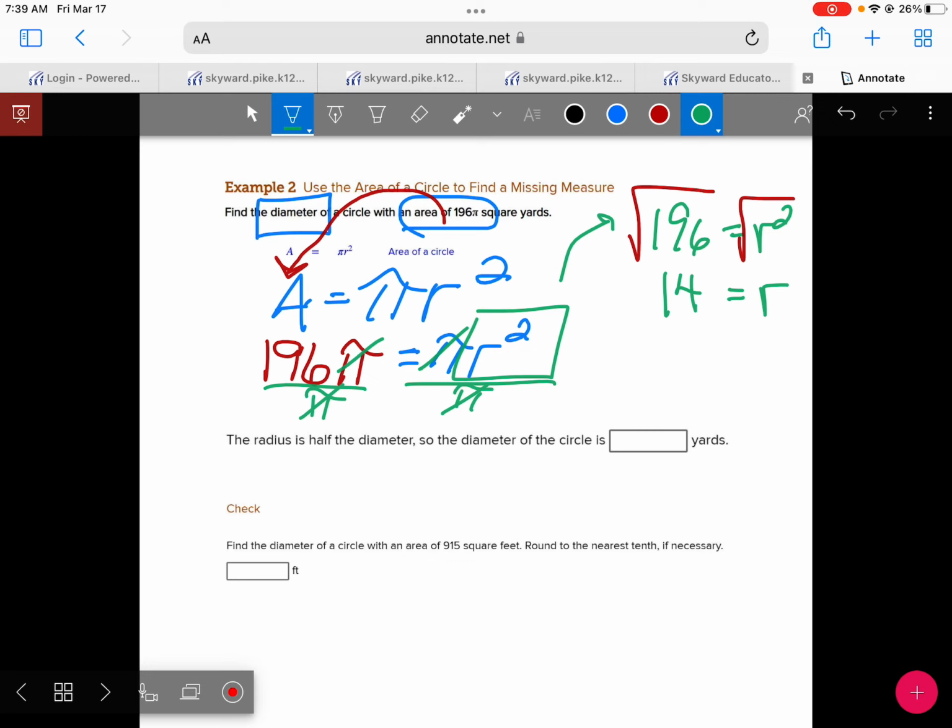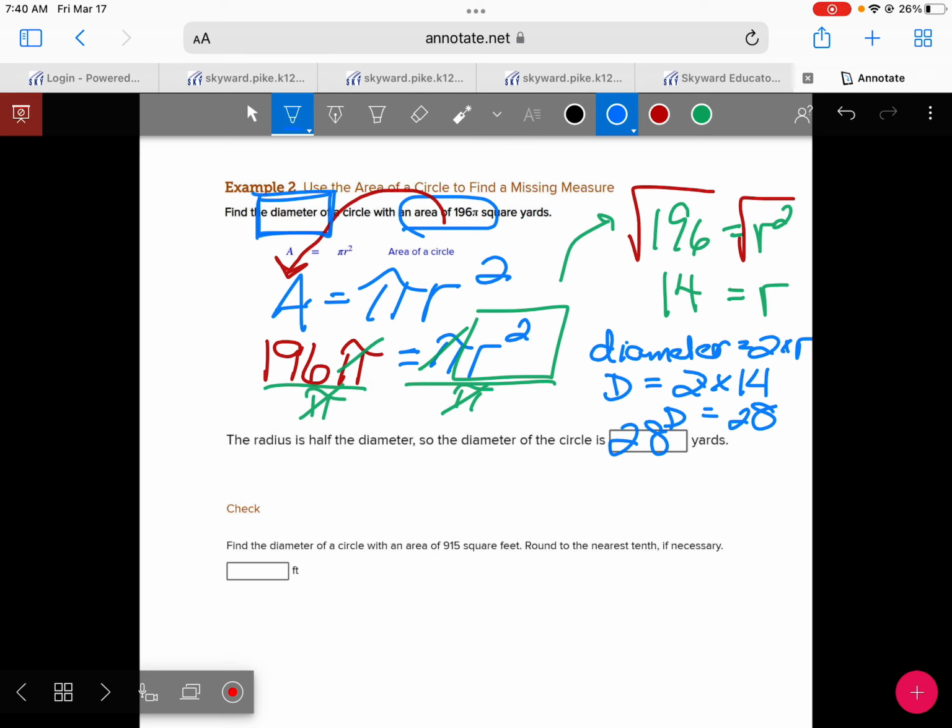Okay. Is that my answer? No, we were supposed to find the diameter. So if I have the radius, I know diameter is equal to 2 times r, 2 times the radius. So my diameter is 2 times 14, which is equal to 28 yards. So the diameter is 28 yards.